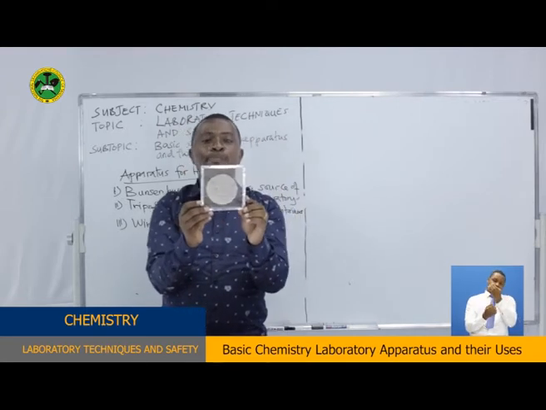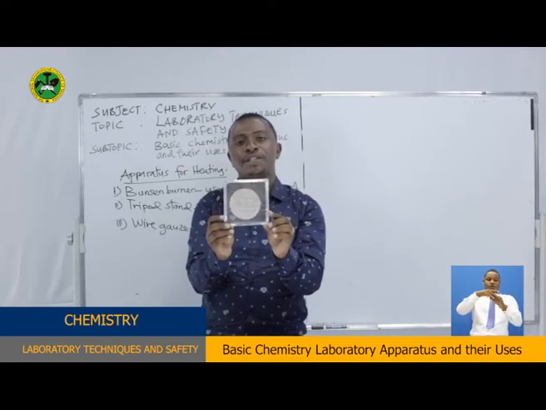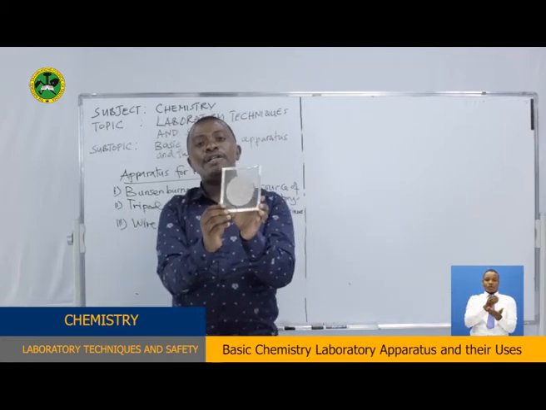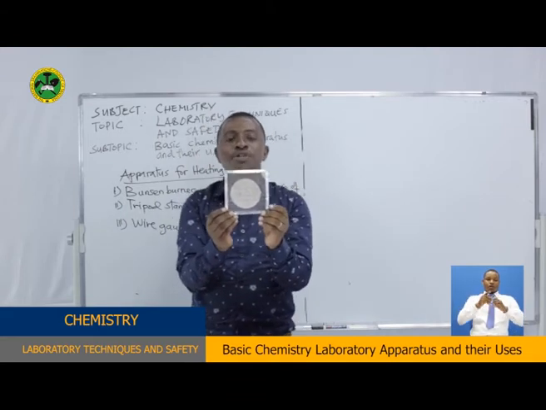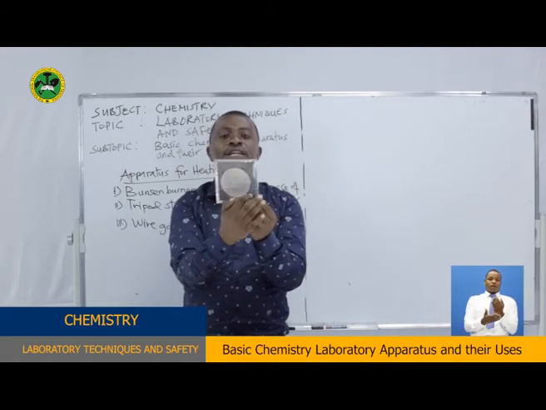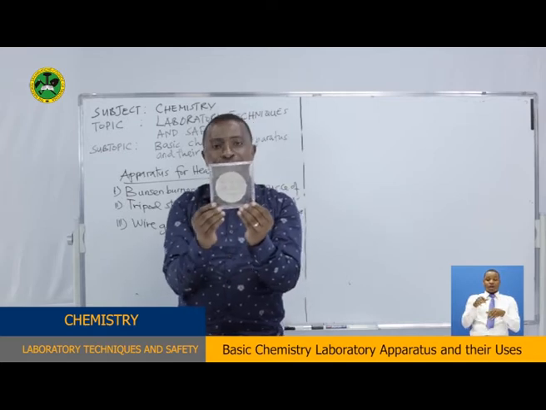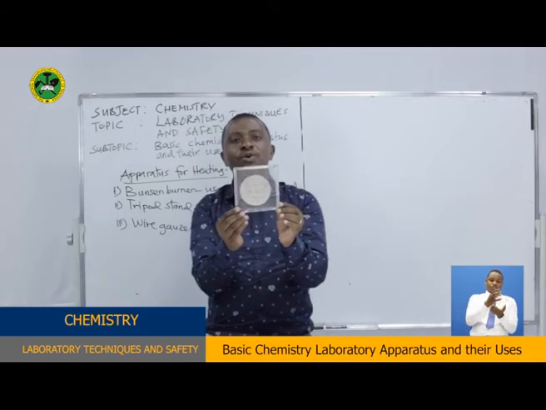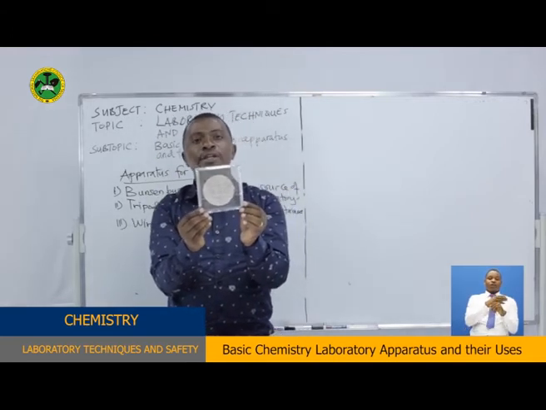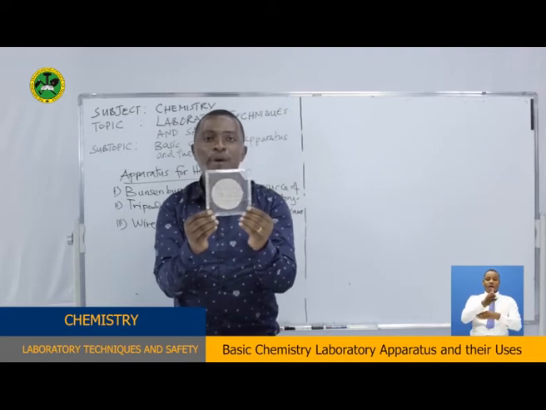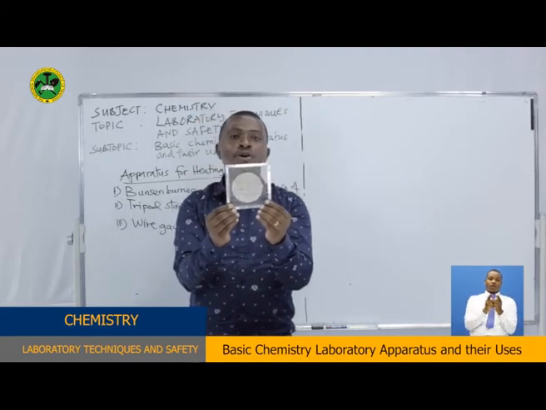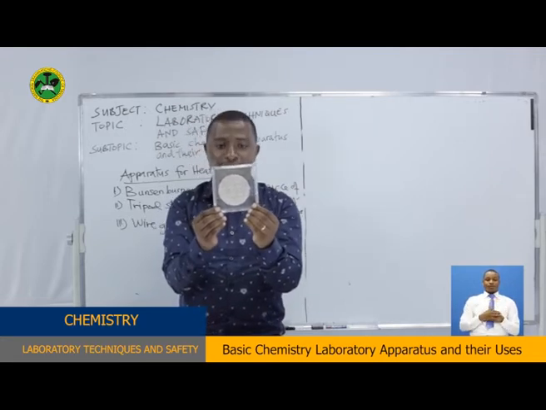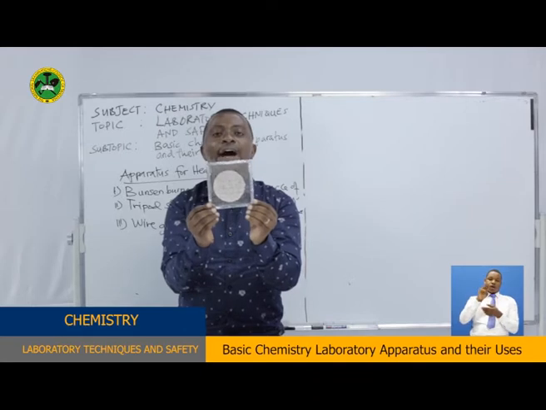This apparatus is placed on top of the tripod stand, and it is used to support the containers that contain chemicals to be heated, and it is also used to spread heat evenly to the containers to be heated. And also this wire gauze prevents direct contact of the container with the source of heat, which is the Bunsen burner. So it prevents smoke from being in direct contact with the container. This is called a wire gauze.